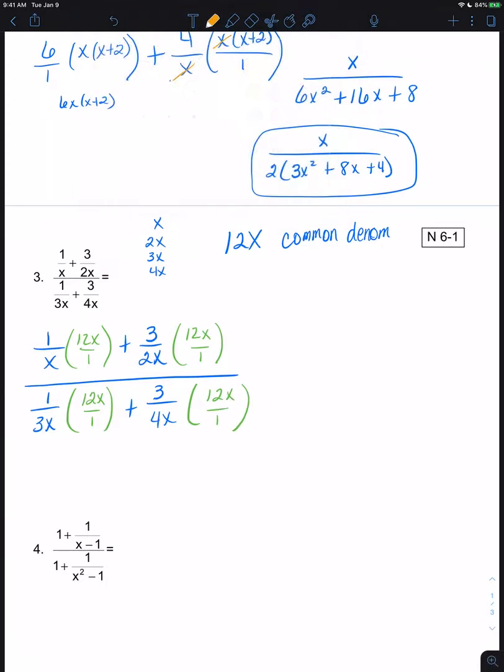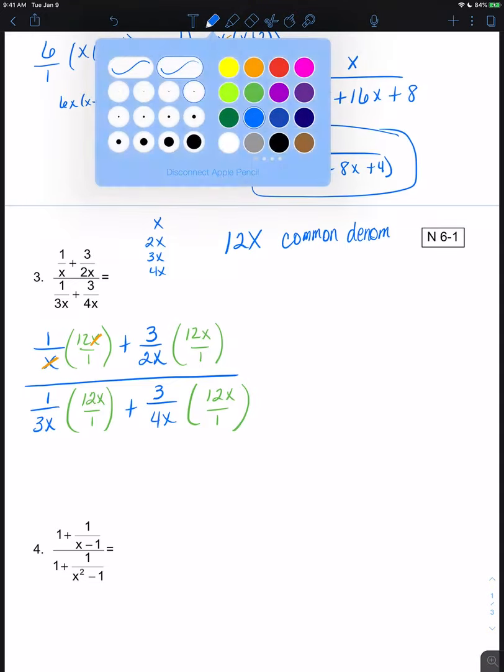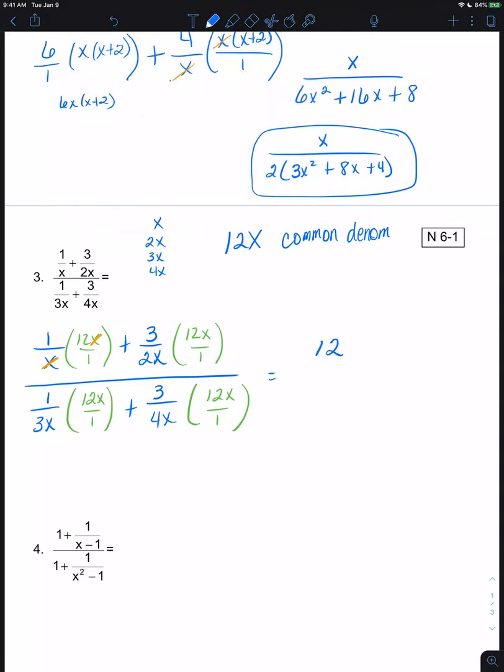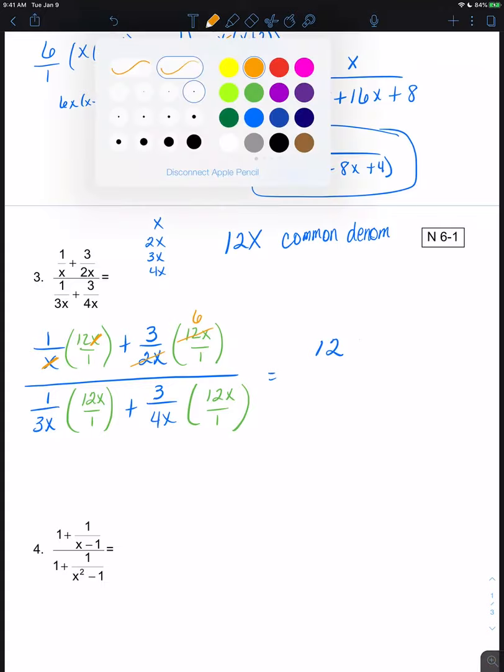Okay, so now let's go back. Let's look at each term and let's reduce what we can. So in this first one, our x's will reduce to a 1. So 1 times 12 is just 12, and that is that first term. Now the 3 over the 2x times the 12x, well, the 12 and the 2 reduce to a 6, and the x's will cancel out. So then 3 times 6 is 18.